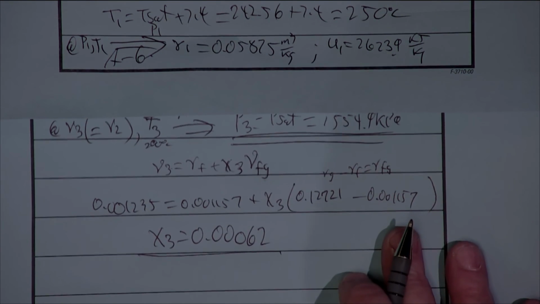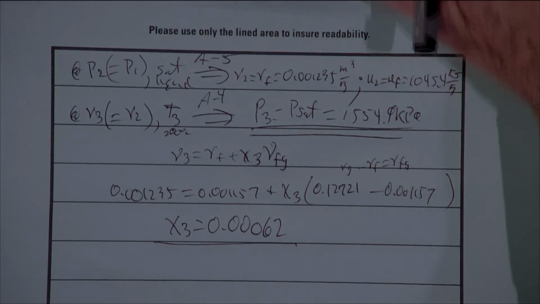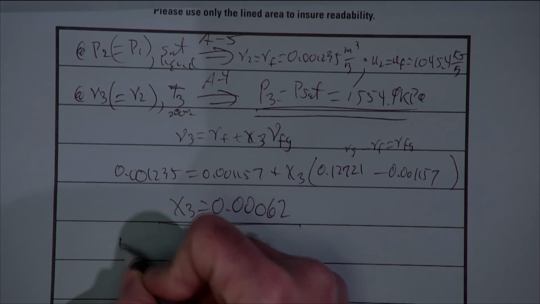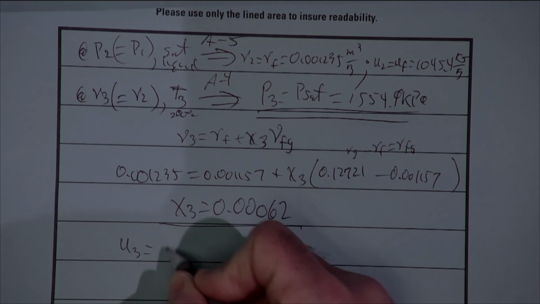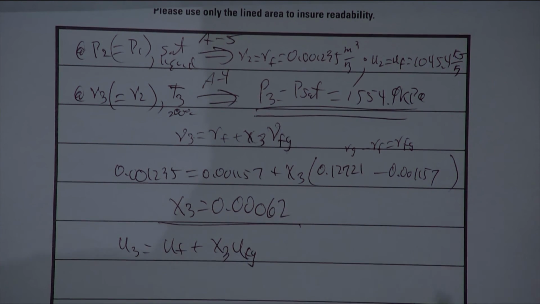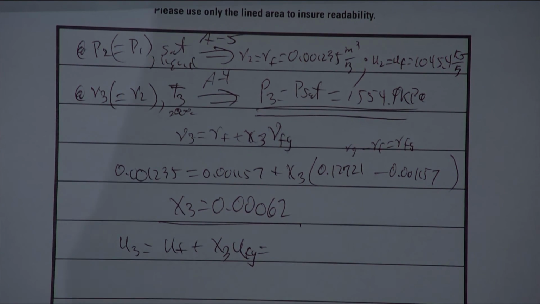So now we have the quality. And now let's find the internal energy. U3 is UF plus the quality times UFG. So again, just look up the numbers. Everything should be in the table over there.